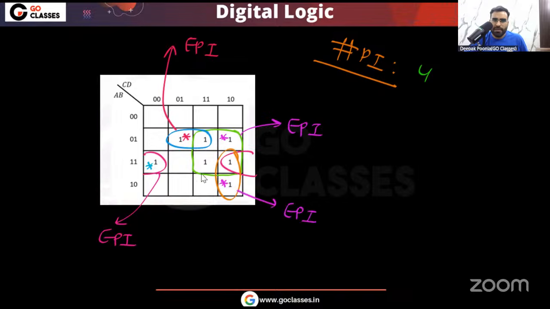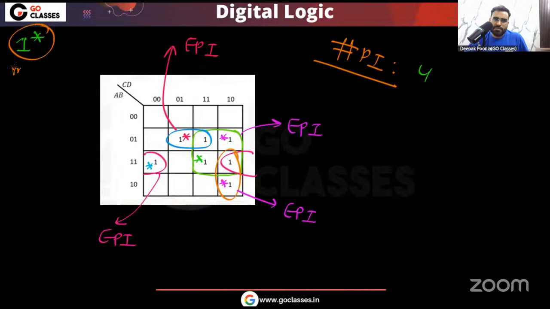Very simple. You can also notice this one cell, this is actually covered by 3 PI, green, orange, pink. Okay, and here you can see this one cell is covered uniquely by the green PI. So green PI has become EPI, that we have already seen. Okay, so I have put the star mark. When I put a star mark, it simply means that this one cell is covered uniquely by a PI.